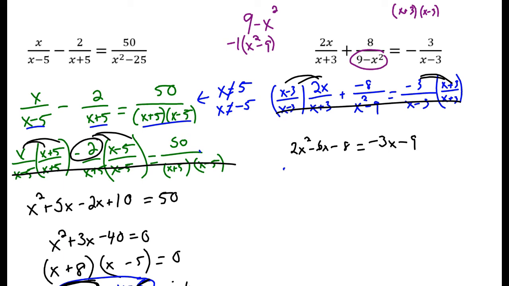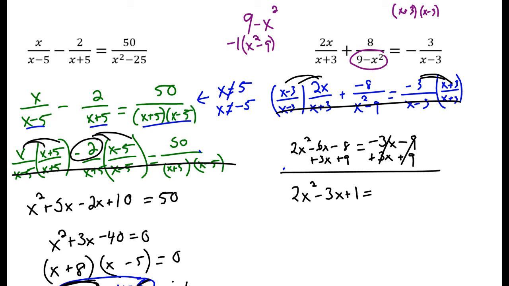It's a quadratic equation, so whenever we solved quadratic equations in Algebra 1, we set them equal to 0, factored, and then used the zero product property. Add 3x, add 9. So I'm left with 2x squared minus 3x plus 1 equals 0.